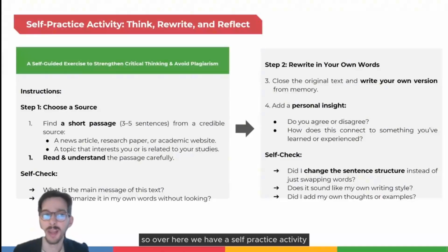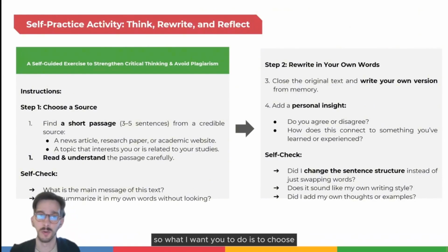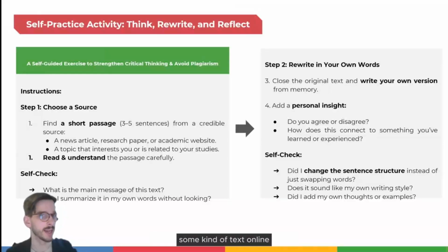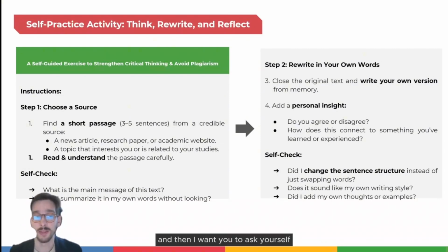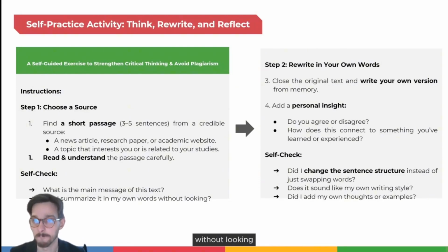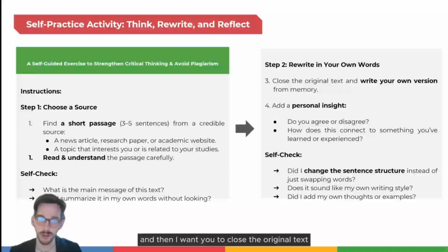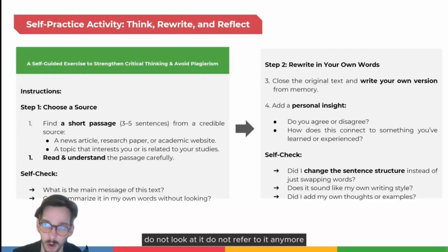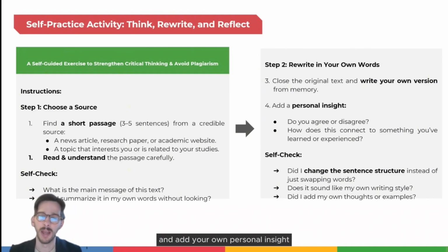So over here we have a self-practice activity. What I want you to do is to choose some kind of text online, not very long, from a credible source. And then I want you to ask yourself, what is the main message of this text, and how can I summarize it in my own words without looking? And then I want you to close the original text, do not refer to it anymore, and write your own version from memory and add your own personal insight. Do you agree with it? Do you disagree? How does this connect to something that you already know?